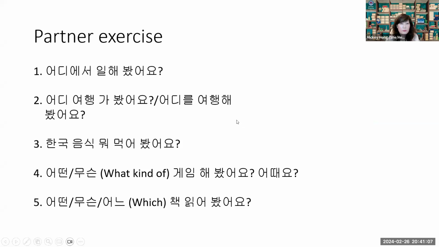So you can ask each other these questions to find out more about your classmate and their background. 어디에서 일해봤어요? 어디에서 일해봤어요? Where have you worked before? Okay, different places they've worked before. 어디 여행 가봤어요? 어디를 여행해봤어요? Where have you gone traveling? Where have you toured? 한국 음식 뭐 먹어봤어요?